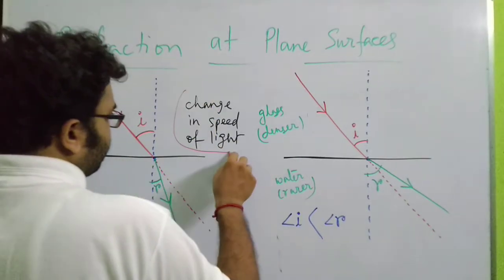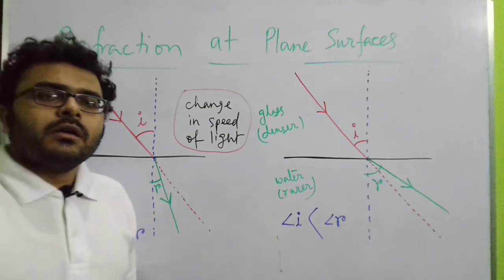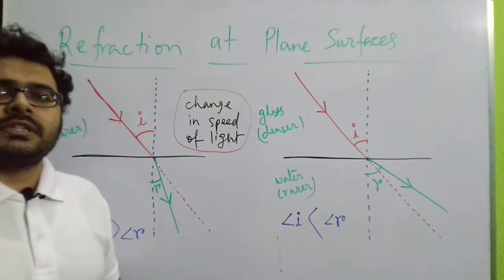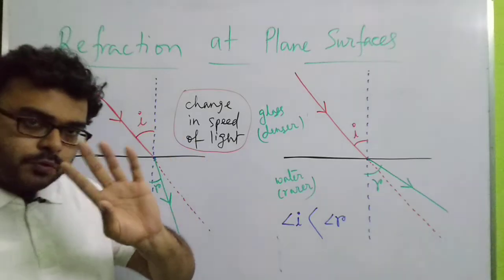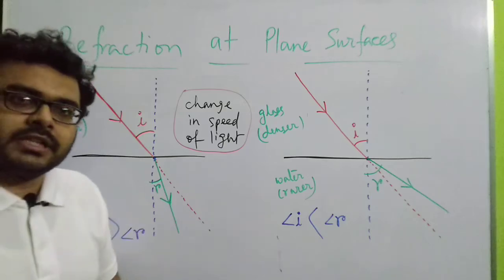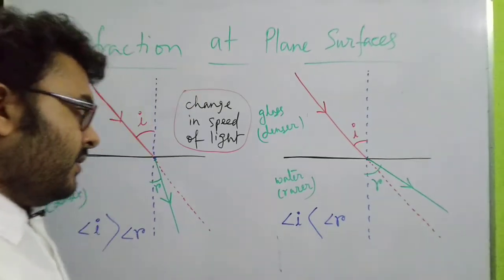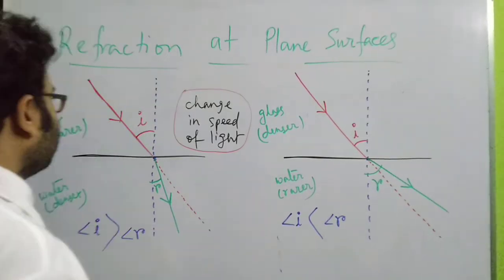If the speed of light in both the mediums is the same, consider such a situation where there are two different transparent mediums, but the speed of light is the same in both, then no refraction will take place. Light is traveling from one transparent medium to another, both are different, but if the speed of light remains the same, then no refraction will take place. I think the concept of refraction is clear.